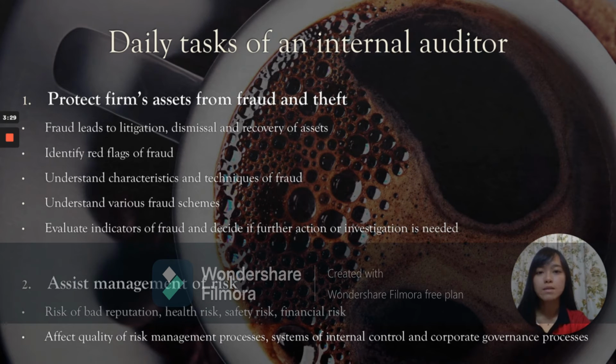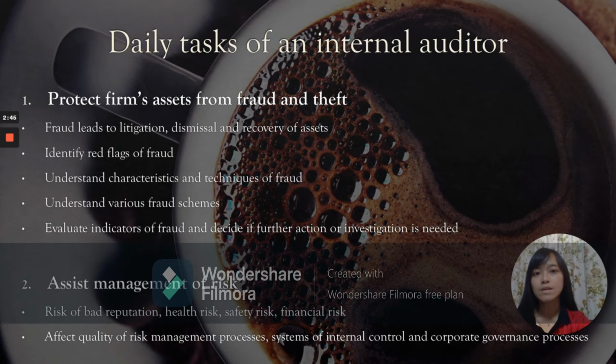A daily task performed by internal auditors is protecting the firm's assets from fraud and theft. Fraud can often lead to litigation, dismissal and recovery of assets. Therefore, internal auditors should have sufficient knowledge of fraud to identify red flags indicating fraud may have been committed. Understand the characteristics of fraud and the techniques used to commit fraud. Understand various fraud schemes. Evaluate the indicators of fraud and decide whether further action is necessary or whether an investigation should be recommended. Where fraud has occurred, internal audit should understand how the controls failed and identify opportunities for improvement.